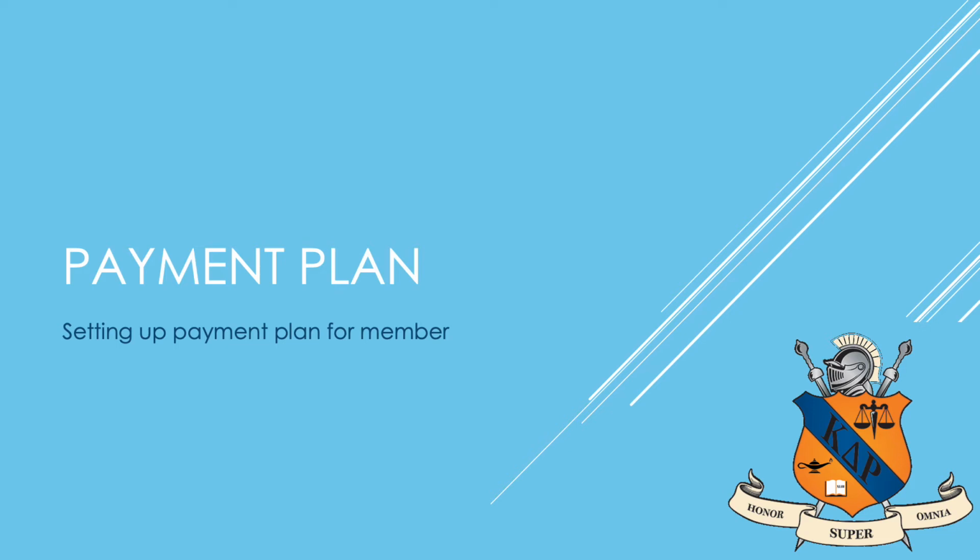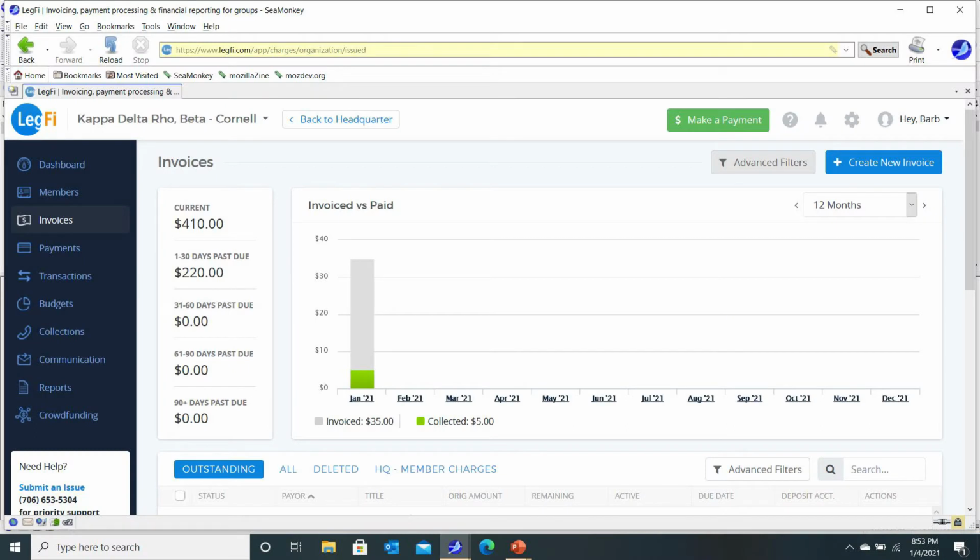In this section, I will show you how to set up a payment plan for a member. Under Invoices, you will click on the Advanced Filters tab.